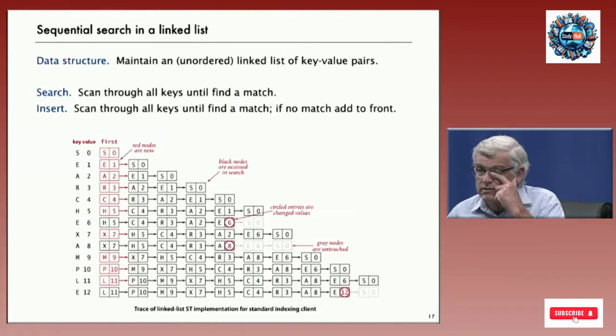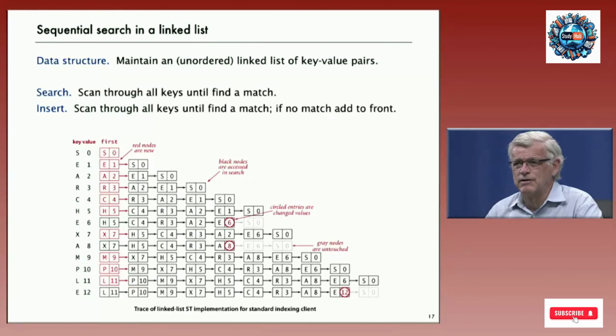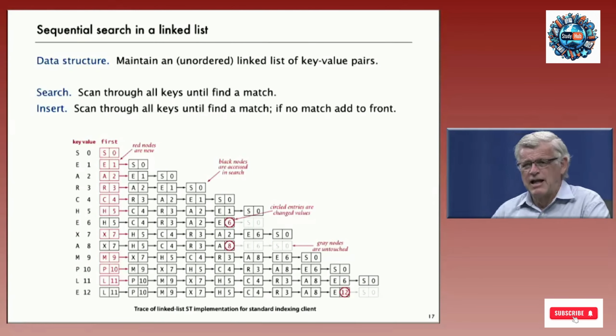Well, one thing we could do is maintain a linked list. We could keep it in order or keep it unordered. This version keeps it unordered. So we're going to have nodes in the linked list that have key value pairs. They have every key in the symbol table and the value associated with that key.